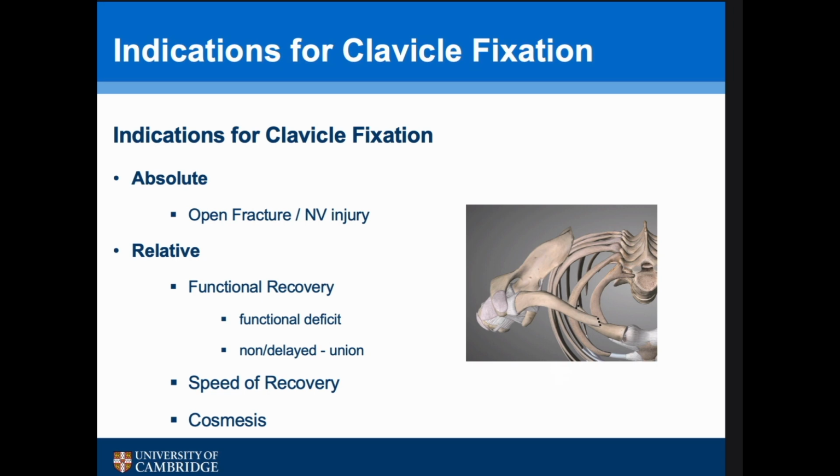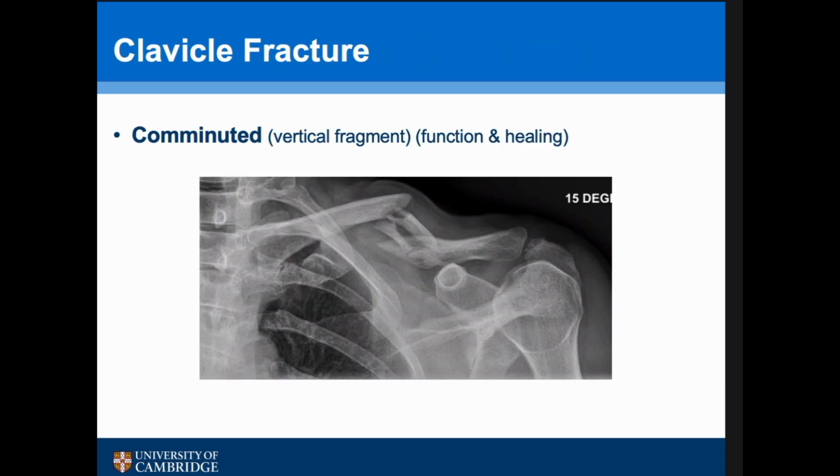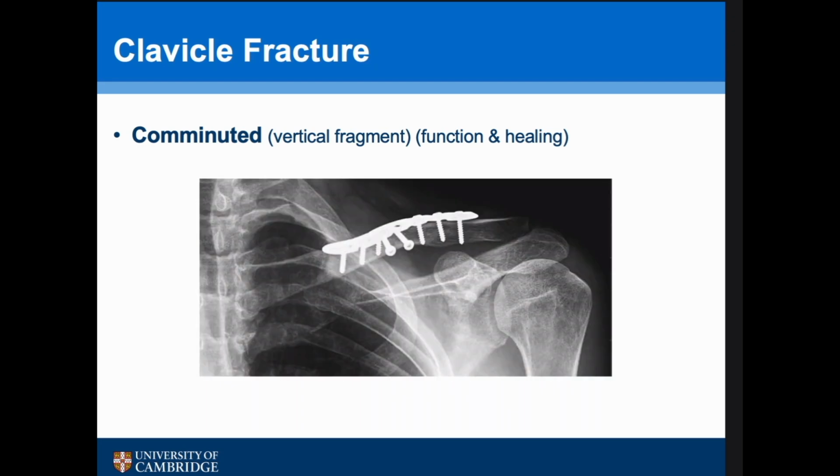So this is an example of a patient who's got a comminuted fracture, so they've got this vertical fragment. So they had issues actually with regards to their scapulothoracic function. And also, if you put them into the prognostic indicator, there's a very high chance this will go on to a non-union. So this is after they've been fixed up, and really almost straight away they're feeling a lot better.